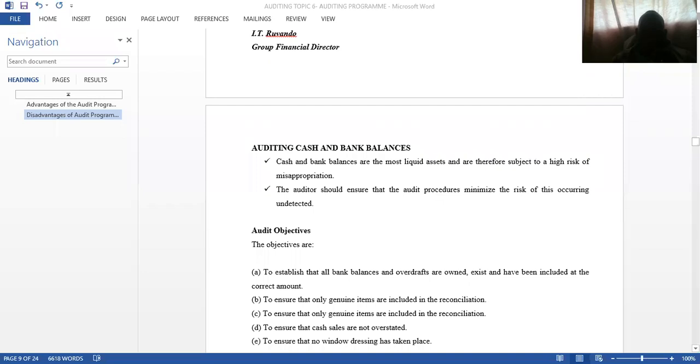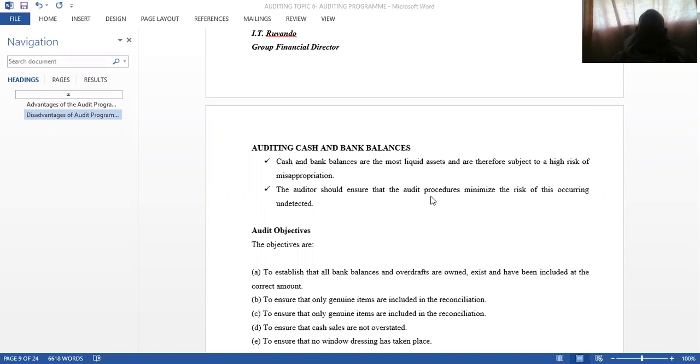And when we say it's the most liquid, it simply means that it is the easiest thing that can be converted into cash, and in fact cash is already in cash form. And at the moment they are in liquid form, they can easily be embezzled. Remember that cash is very, very dangerous, and many people can be tempted to either steal or misappropriate it when good internal control measures are not put in place.